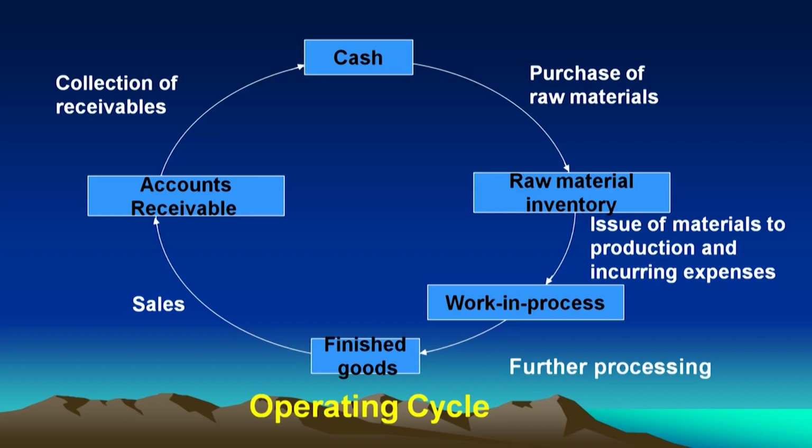So if you have to sell these finished goods, it means they will be converted partly into cash and partly into accounts receivables. Accounts receivables means the total sales have to be collected. Partly we have collected what we sold on cash, and partly what we sold as accounts receivables we will be collecting in due course. So it means we invested cash and we got the cash back. This is what is called the operating cycle.